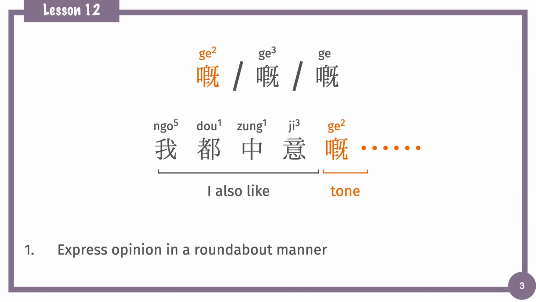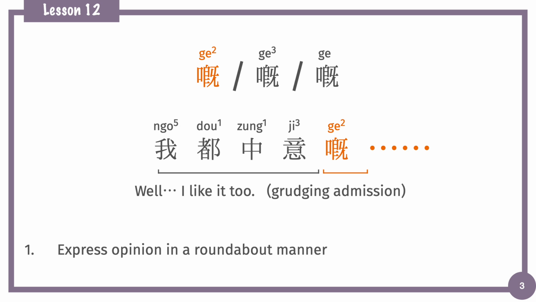我都鍾意 means I also like, and then 嘅 is the tone word. Sometimes we will prolong the word, and when we say 我都鍾意嘅, the tone is like, well, I also like it too. But in fact, when I say 我都鍾意嘅, my real thought is if I can choose, I don't really like it, but just to be polite, I would say, okay, 我都鍾意嘅. But if I can choose, I won't choose this.